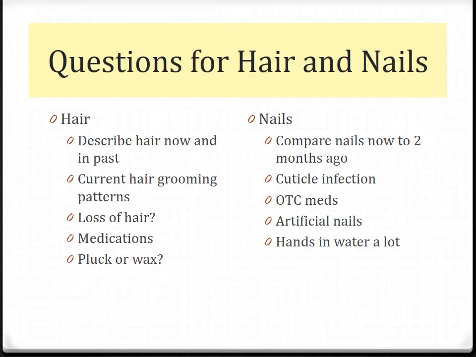Some questions for assessing hair and nails. The hair, ask them to describe their hair now and in the past. Any grooming patterns, loss of hair, medications, or if they pluck or wax. With nails, compare now and 2 months ago. Also check if they've had any infections in their cuticles, if they're taking any over-the-counter meds, artificial nails, or if their hands are in water a lot, what kind of job they have that maybe they need to wash their hands a lot.